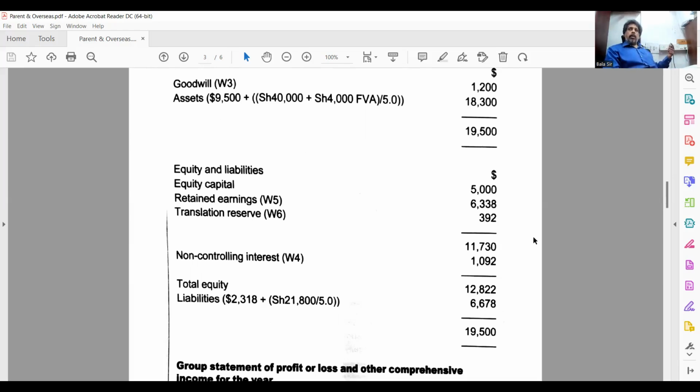Then comes non-controlling interest, 1,092. Exactly what you got in working note number 4. And then comes liabilities. What is the parent's liability? 2,318. As it is, it will be taken. Then the subsidiary's 21,800 shillings divided by 5.5. Add both, and that is the amount to be shown: $6,678. Is that fine? And that is all balance sheet done.